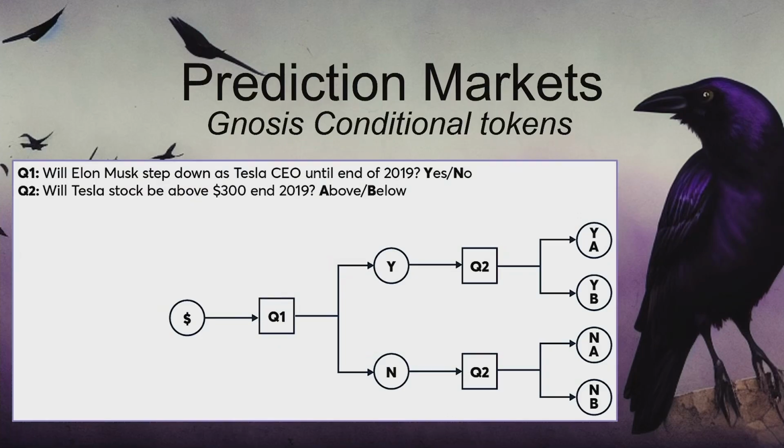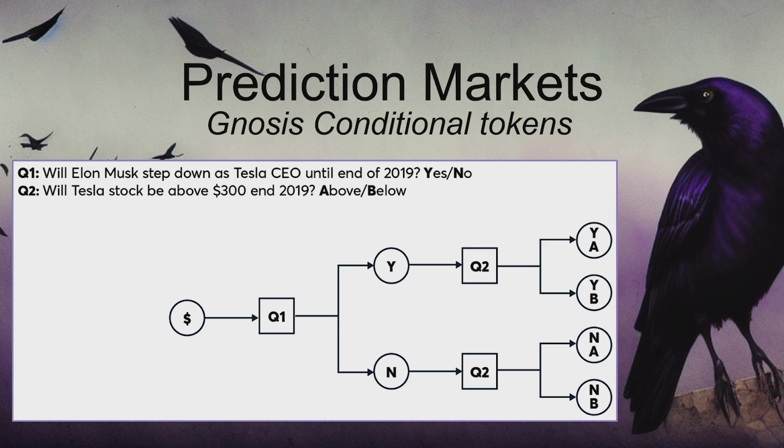We can even do better. We can use the tokens that we got in a previous market and put those back into another market. So here we have this example, which was given by Gnosis, who created the conditional token framework. Will Elon Musk step down from Tesla? Yes, no. So we put in some DAI. Now we have a yes token and a no token.